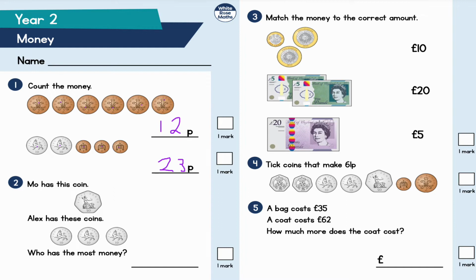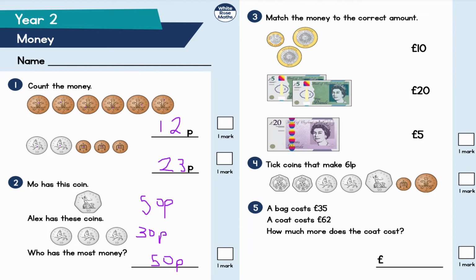Mo has this coin. Alex has these coins. Who has the most money? Well, Alex has 30 pence and Mo has 50 pence. 50 pence is bigger than 30 pence. Therefore, Mo has more money, or the most money out of them two. Okay. So Mo actually has 20p more than Alex, okay? Just to add to that part of the question.